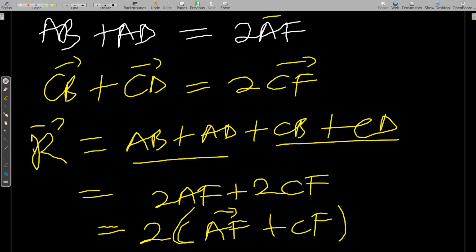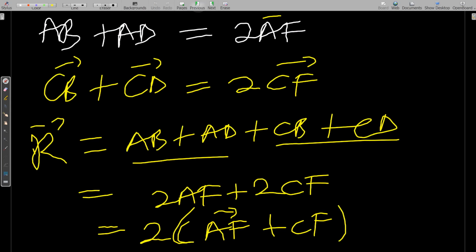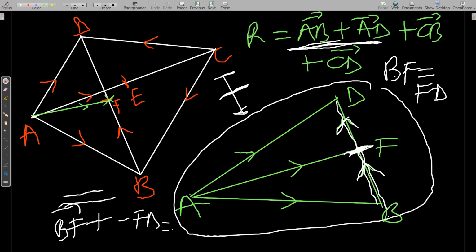Now let's look at writing AF and CF in terms of EF, so that we'll be able to get our final answer. Our resultant is equal to 2 into AF plus CF. Now let's look at another diagram. That's the last diagram you're going to consider, and with that we'll be fine. Sorry, let's go to our previous diagrams. That's the main diagram we had for the quadrilateral. Now let's look at this diagram.